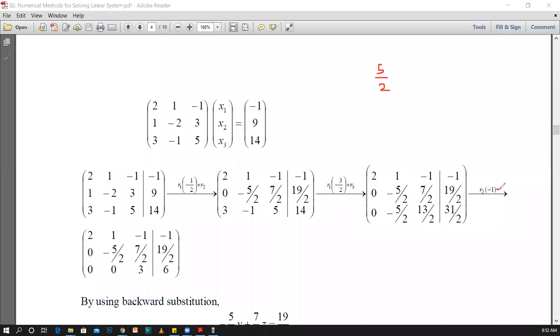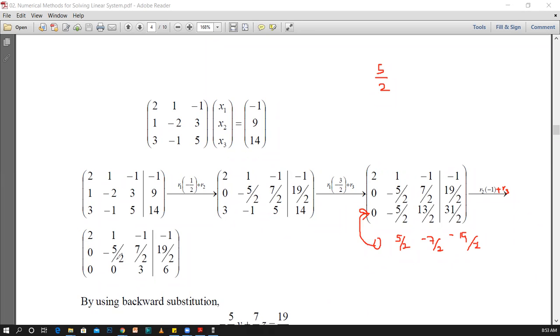Therefore, what I have done here is multiply this and add it to row number 3. I am multiplying row number 2 with minus 1 and adding it to row number 3. Once I perform that calculation, I am getting 0 here, 5 divided by 2 here, minus 7 divided by 2 here, minus 19 divided by 2 here. That is row number 2 multiplied with minus 1, and then these values are added to row number 3.